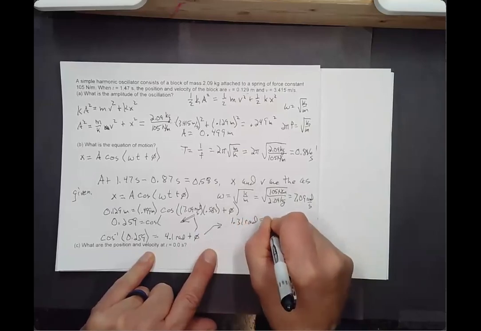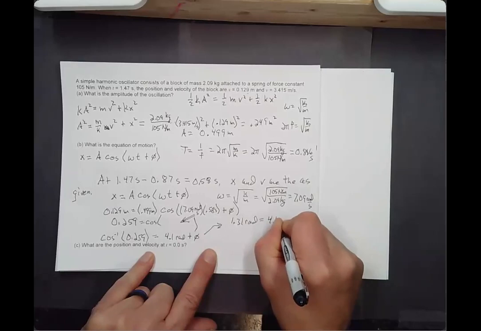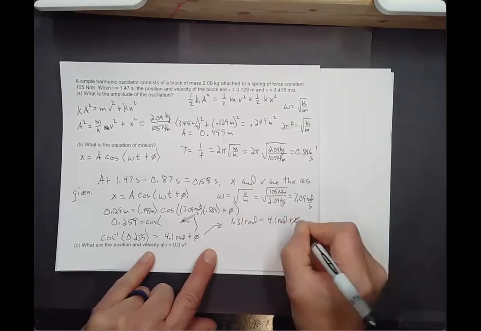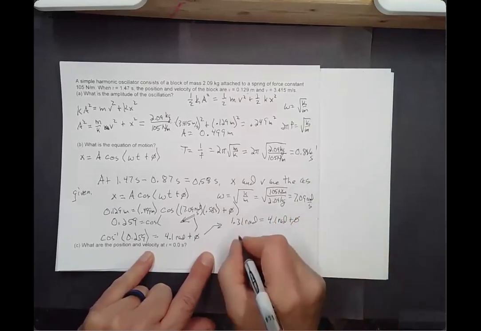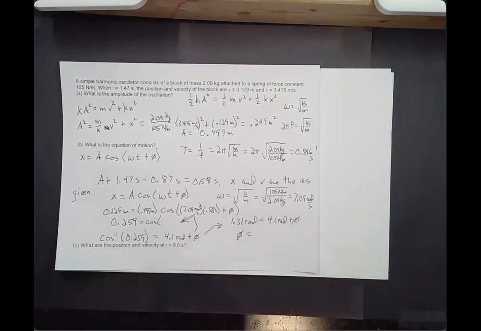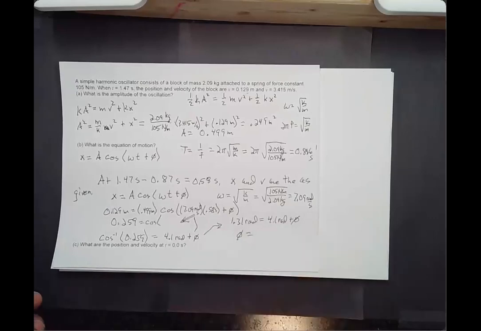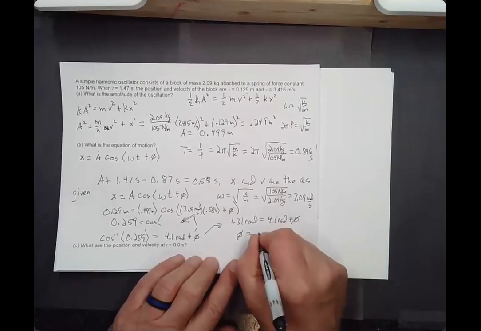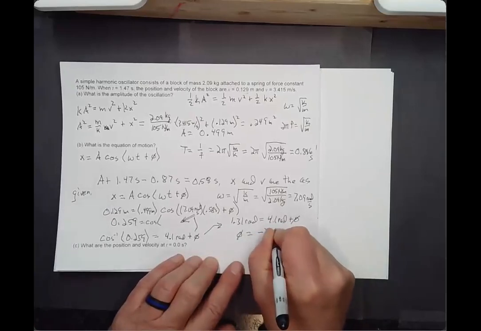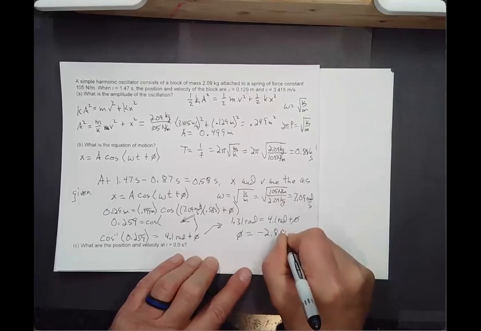1.31 radians equals 4.1 radians plus phi, or phi is going to equal that other stuff, minus 4.1. So minus 2.8. And I've only got 2 sig figs on that.